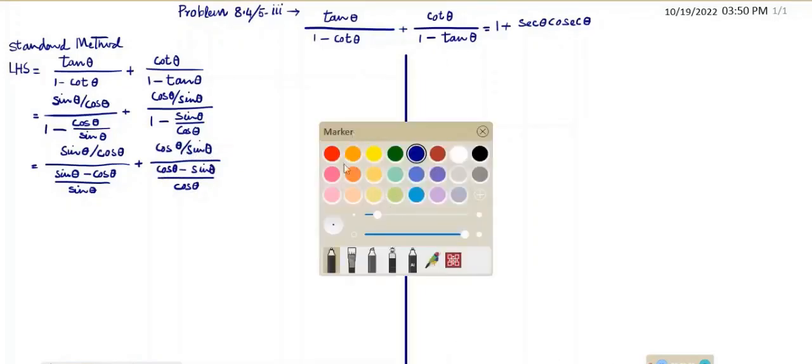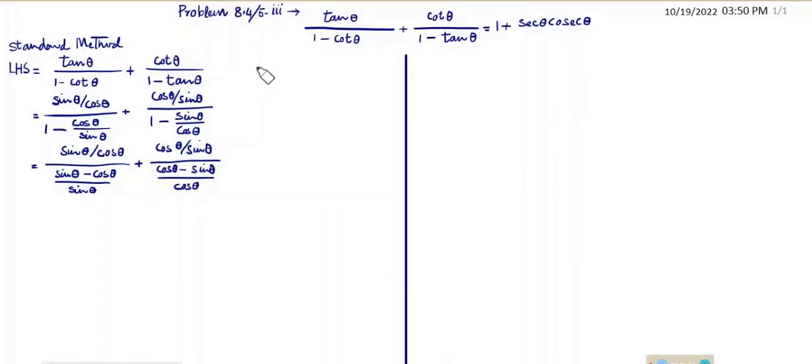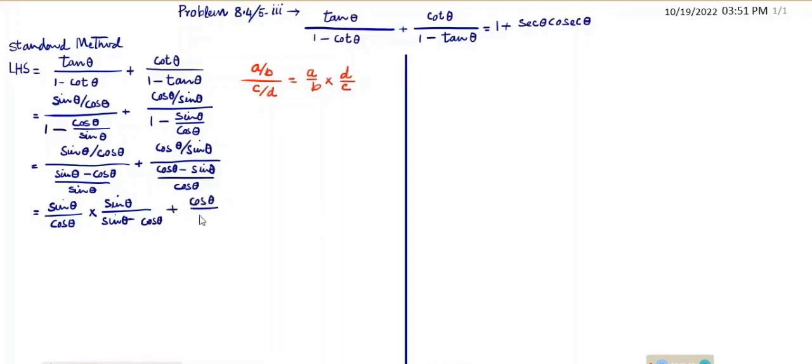We know that the division of a whole number or a fraction by a fraction can be expressed as the numerator multiplied by the reciprocal of the denominator. Both the terms in the expression are the division of a fraction by a fraction. So this is the numerator multiplied by the reciprocal of the denominator, that is sin theta over sin theta minus cos theta. Here again, this is the numerator multiplied by the reciprocal of the denominator, that is cos theta over cos theta minus sin theta.